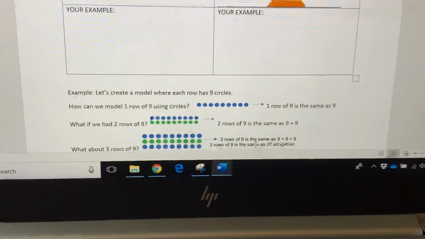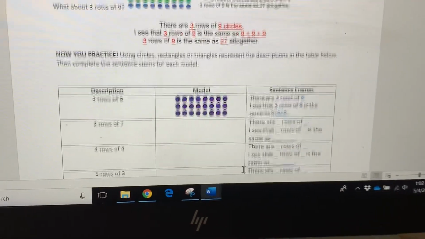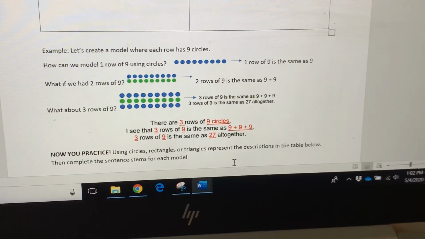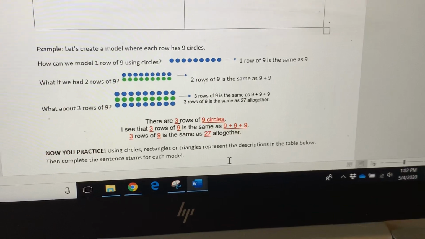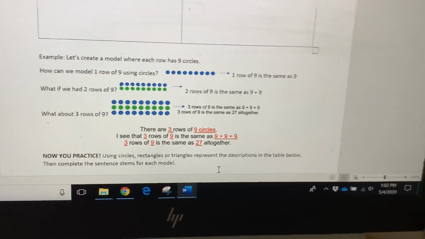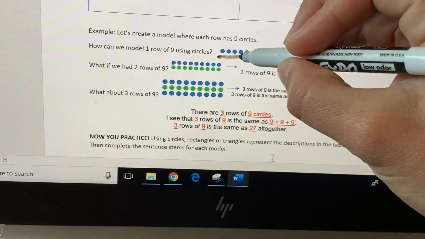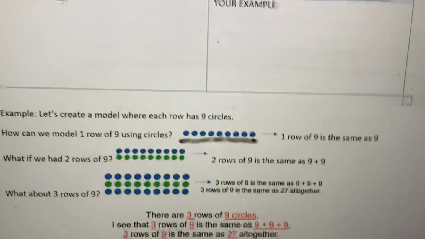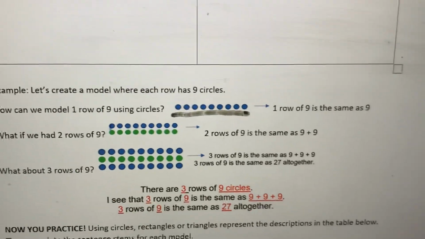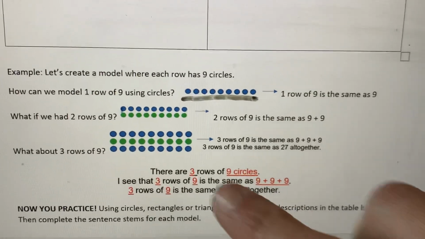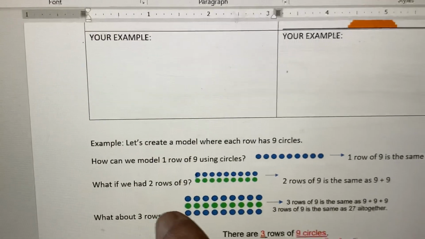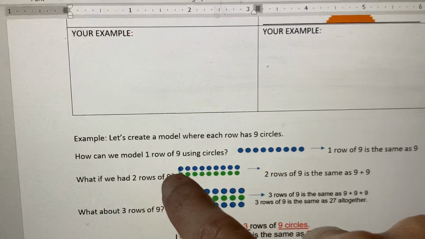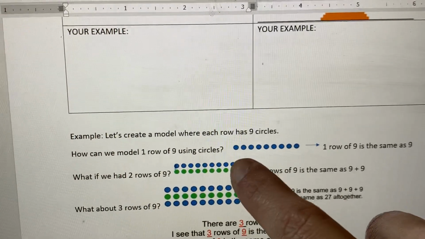So here's a little bit more explanation in our chart. It said, let's create a model where each row has 9 circles. And it says, how can we model one row of 9 circles? So remember, a row is objects that are side by side, like those circles right there. So there's a row, and this is one row of 9, which is the same thing as saying 9, okay? Because you count 9 circles, all right? What if we had 2 rows of 9? So we've got 1 set and then 2 sets, and 2 rows of 9 is 9 and 9.